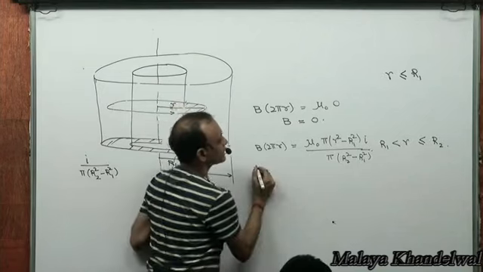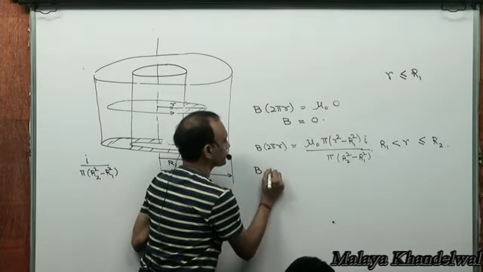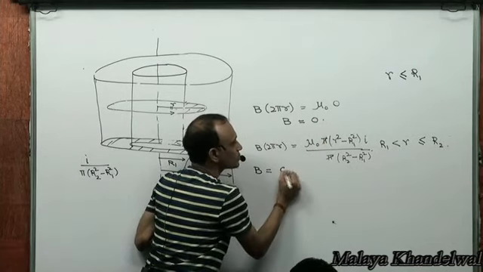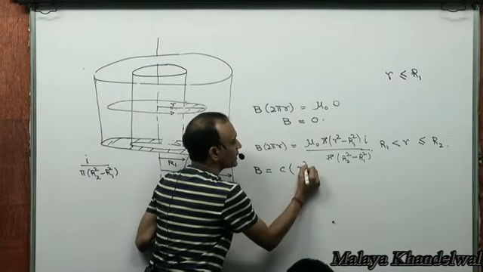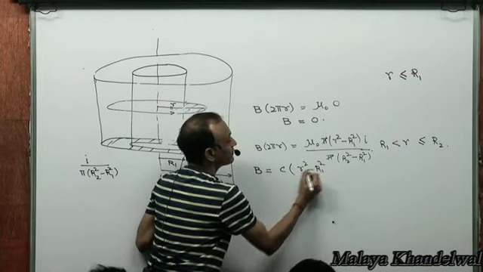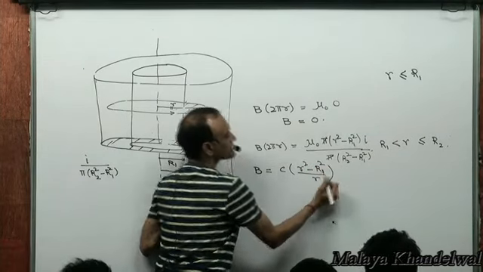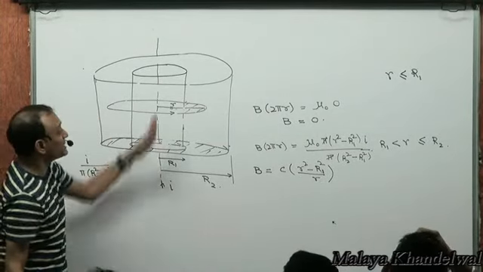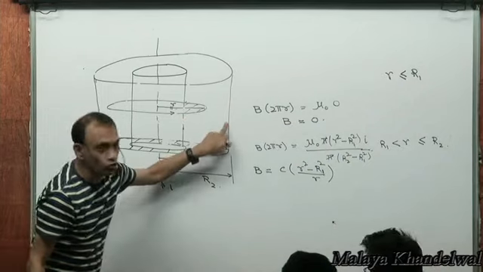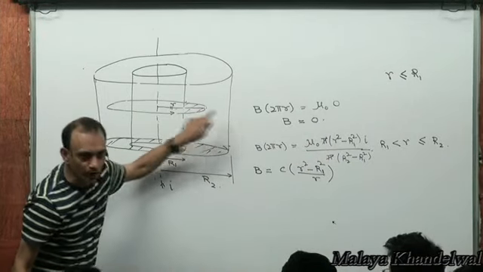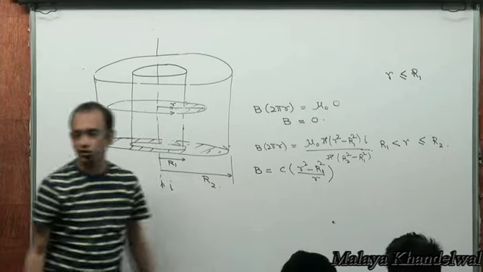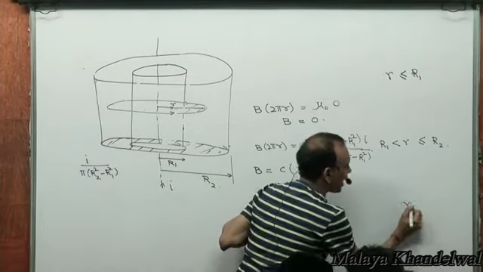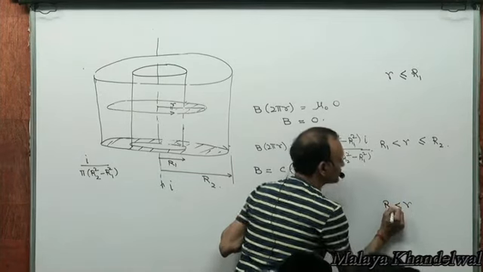Very clearly then, I combine all the constants, so B is some constant into r squared minus r1 squared divided by r. That is from r1 to r2, this is the variation of B. Yes or no?